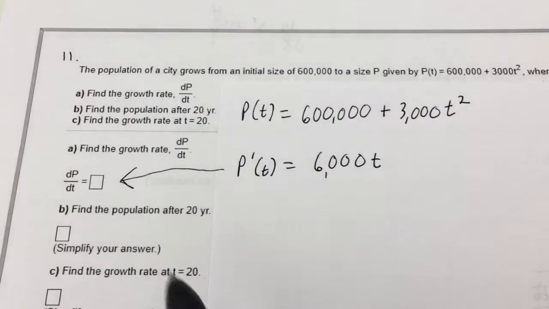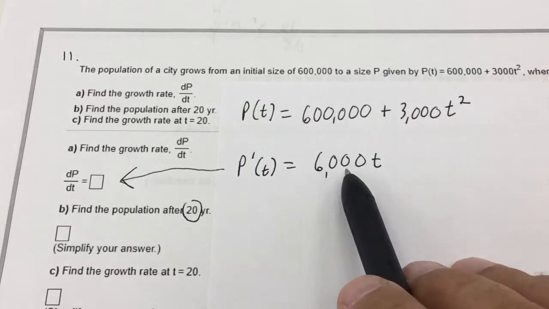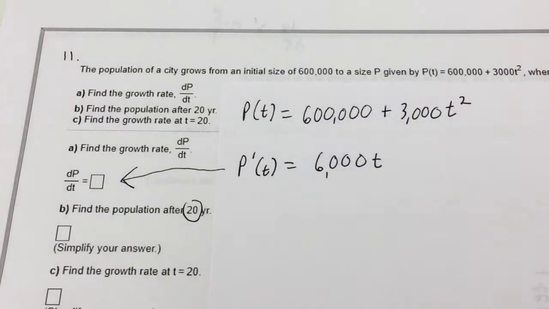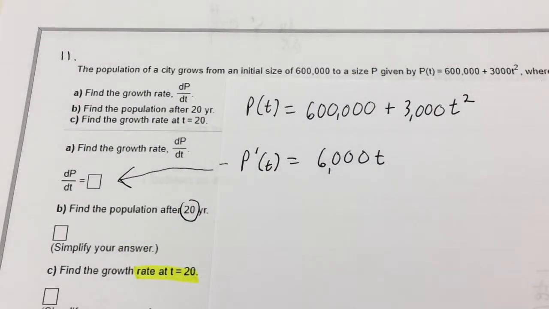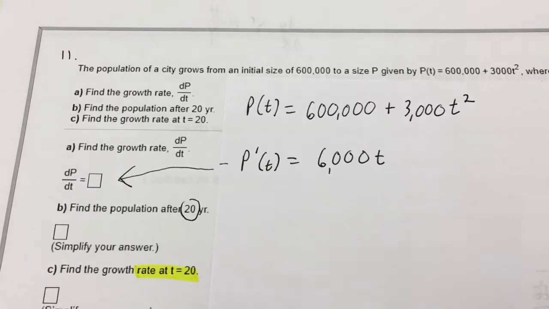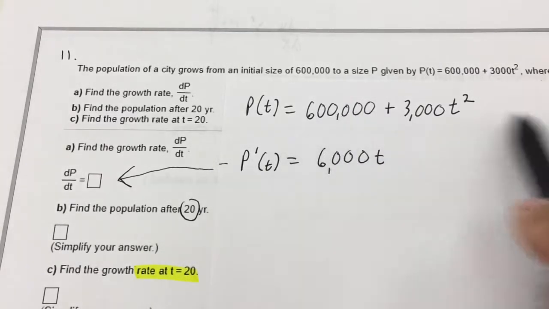Now part B, they want me to find the population after 20 years. That means I take this 20 and plug it back into the original, not into the derivative. The growth rate, whenever they use the word rate at t equals 20, the rate is a slope. That's when you plug it into the derivative. There's some keywords that we have to look out for. So I'm going to take this 20 and plug it back into the original.